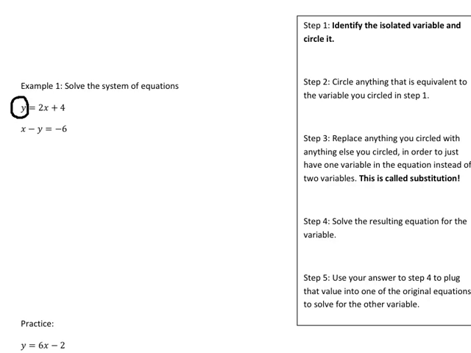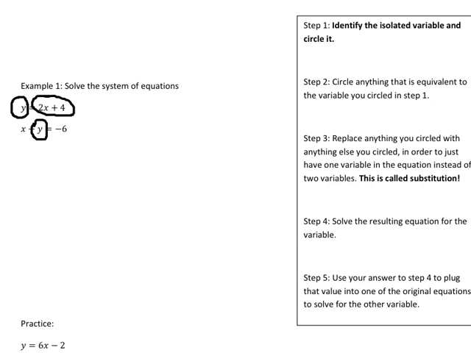And step 2 says circle anything that's equivalent or equal to the variable you circled in step 1. So since I circled the y, I'm going to circle this y. So that's the obvious one to circle. But I also want to circle anything that is equal to y, so I notice that here y is equal to 2x plus 4. So I'm going to circle the 2x plus 4 as well, since it equals y.